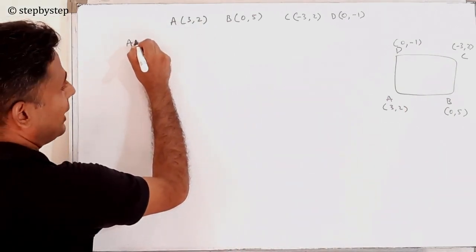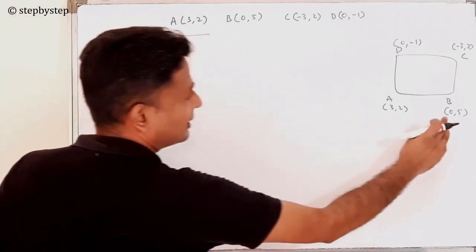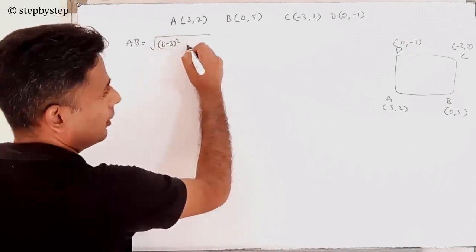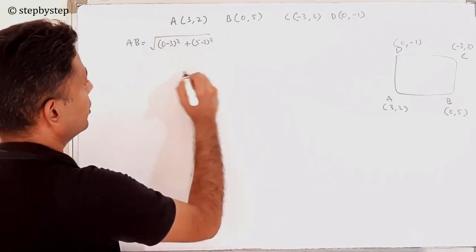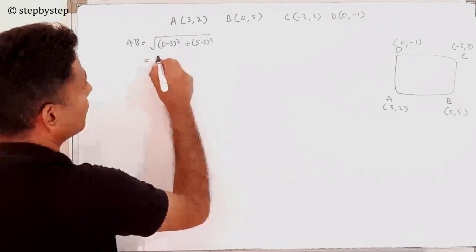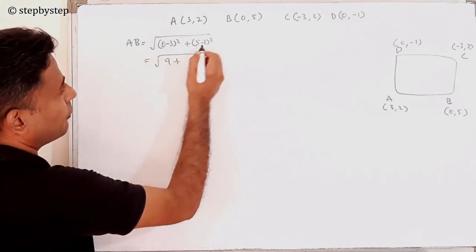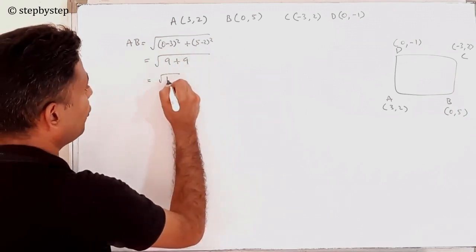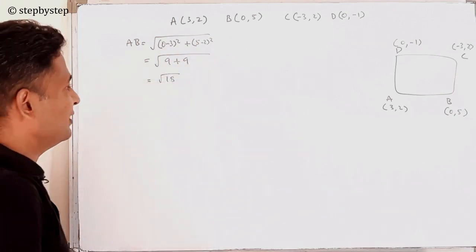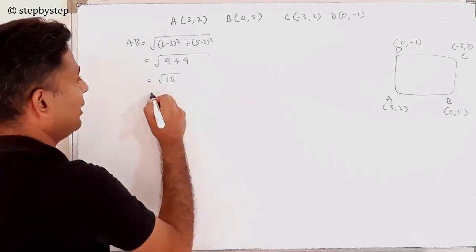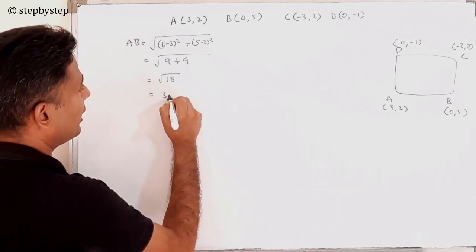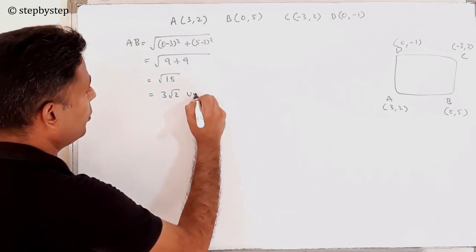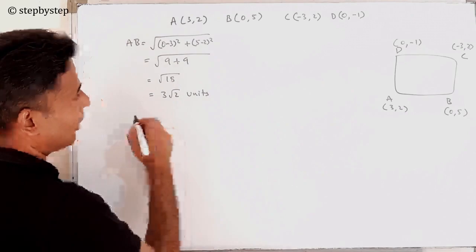Now first I'll find AB. I'll take this as x2, y2. So what do we get? 0 minus 3 whole square plus 5 minus 2 whole square. So that will be minus 3 whole square, 9, plus 5 minus 2 is 3, 3 square is 9. So we get root of 18, right? Can we simplify this? Yeah, 18 when we simplify we get 3 root 2 units. Now next we'll find BC.